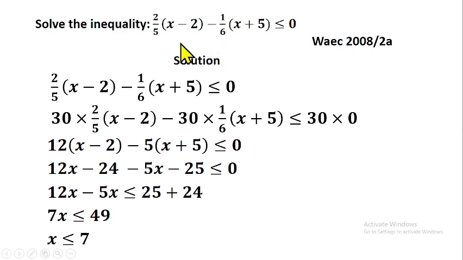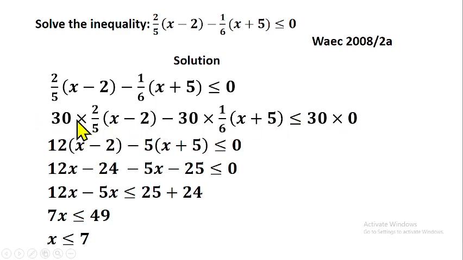You can find the LCM of 5 and 6. What's the LCM of 5 and 6? That will be 30. Then you can multiply through by 30. So I have 30 multiplied by 2/5 into x minus 2, minus 30 multiplying this as well times 1/6 into x plus 5, less than or equal to 30 times 0. So we have been able to multiply through by 30.